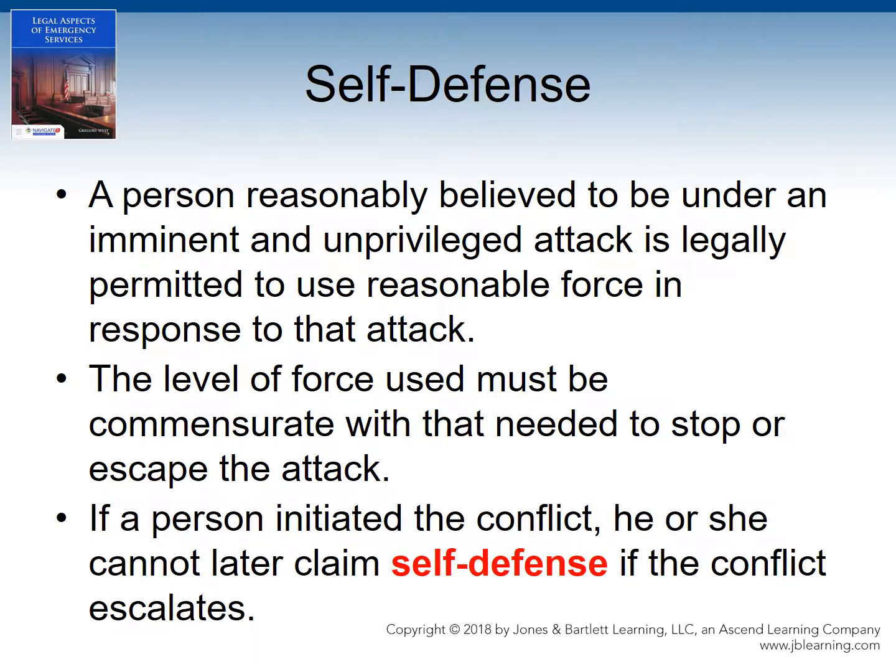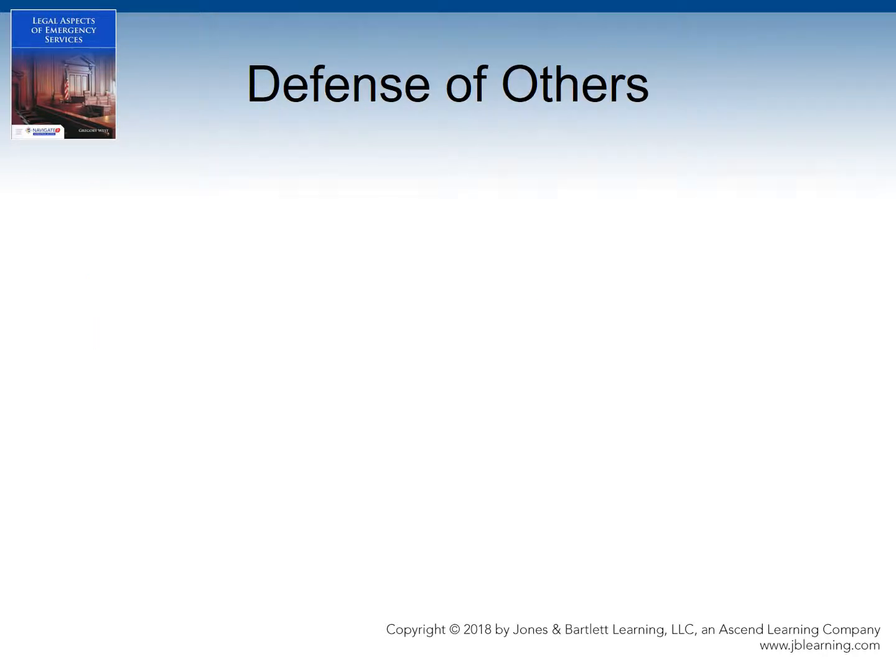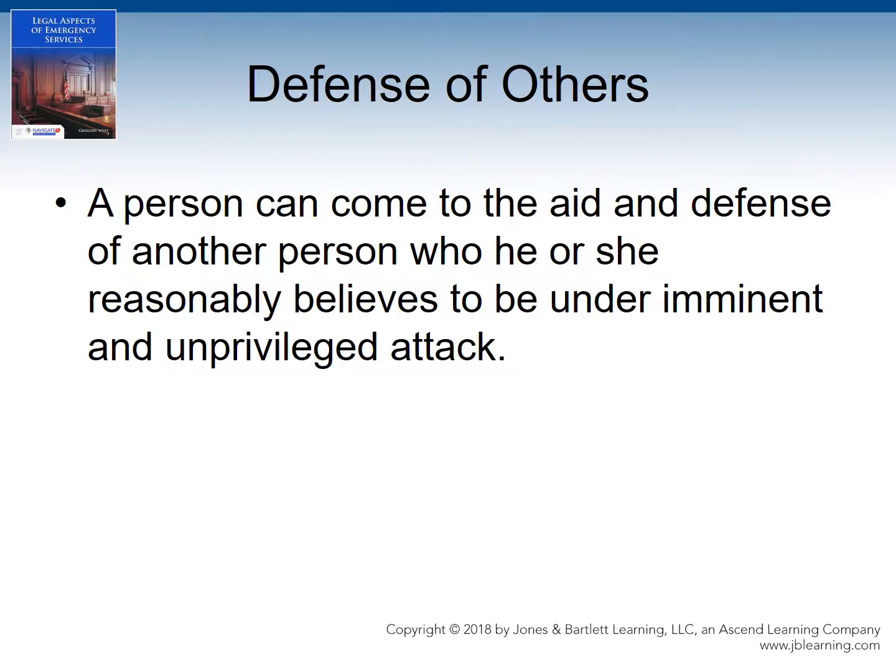Another facet of this defense is that someone who provokes a conflict or attack cannot then claim self-defense when he or she responds to the attack that he or she provoked in the first place. Related to self-defense is the defense of others. Our laws recognize the nobility in coming to the aid of another, and the defense of others doctrine permits a person to come to the aid and defense of another who he or she reasonably believes to be under an imminent and unprivileged attack. Essentially, the law places the Good Samaritan in the shoes of the person being attacked and provides the same privilege to the Good Samaritan that would be available to the actual victim.